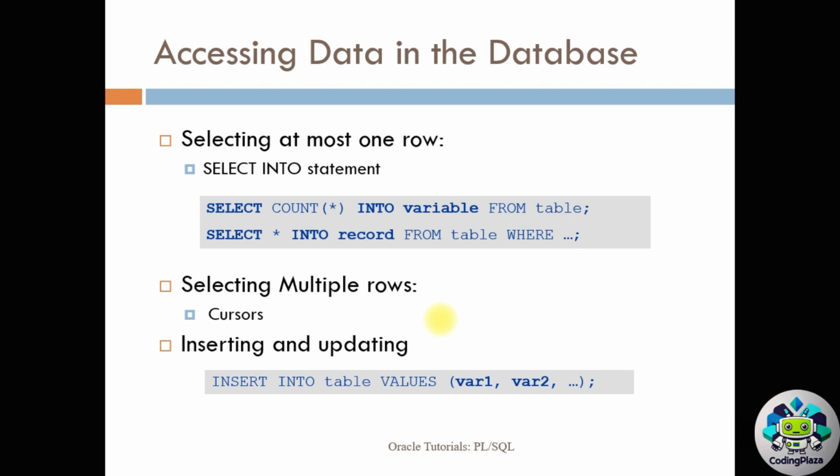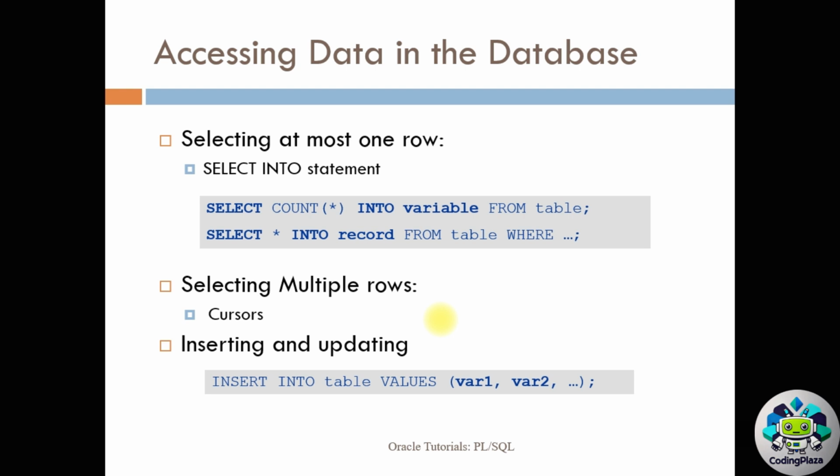First, the SELECT INTO statement. Using the INTO statement, we get the value of a single row into a variable. Then selecting multiple rows, which we can do using cursors. There are two types of cursor, implicit and explicit, which I will cover in future videos. Then inserting and updating: using the defined variables, how to insert into a table. So first of all, I'm going to show the INTO statement.